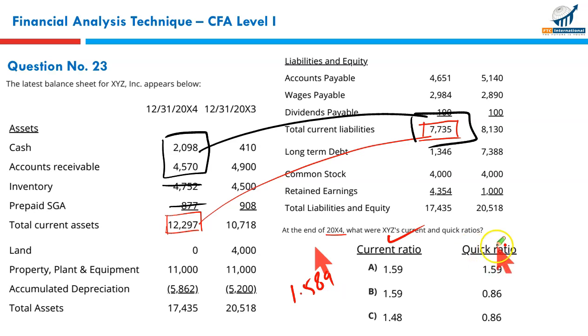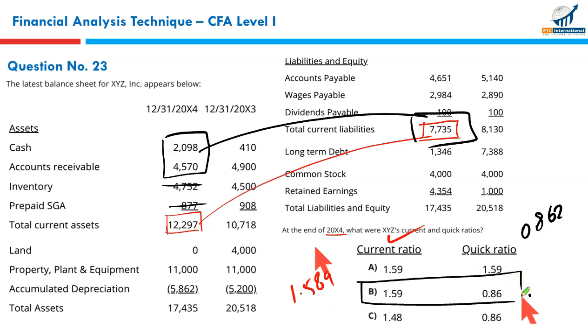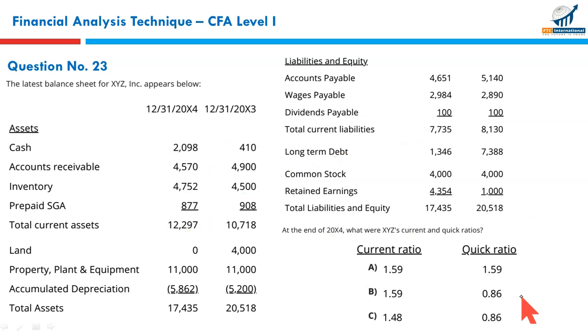1.589. And for quick ratio, you just need to take 2098 plus 4570 divided by 7735. That gives me 0.862. So this is the closest one. That makes B the correct option. And B it is.